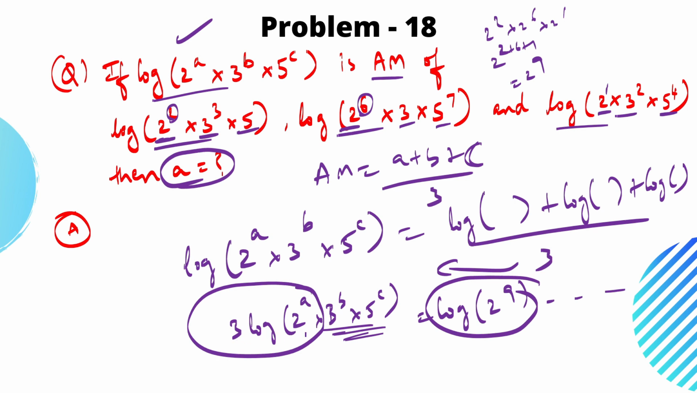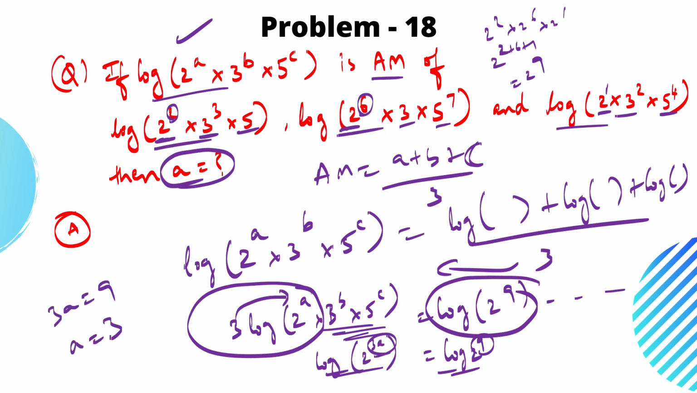Now 3 log 2 power a, how can we write this? We can bring this 3 to this side, make it a power. So log 2 raised to the power 3a is equal to log 2 to the power 9. Now log 2 and log 2 are equal, so just equate the exponents. So 3a will be equal to 9, a is equal to 3, hence the answer is 3. Simple thing, where we didn't calculate the values of b and c, since we are just asked to find out the value of a. That's why we equated the value of a of the LHS with the value of a of the RHS.